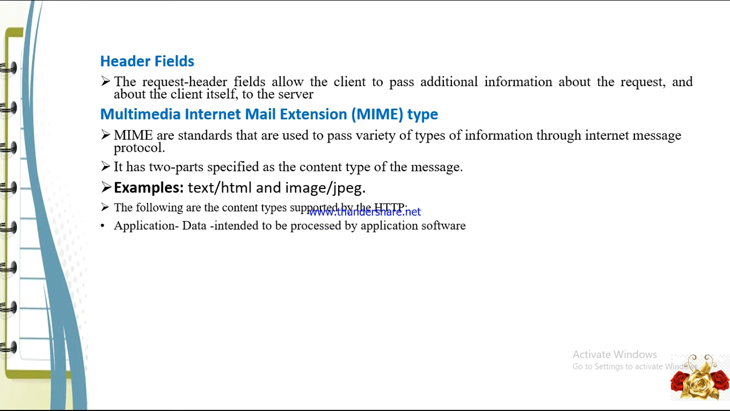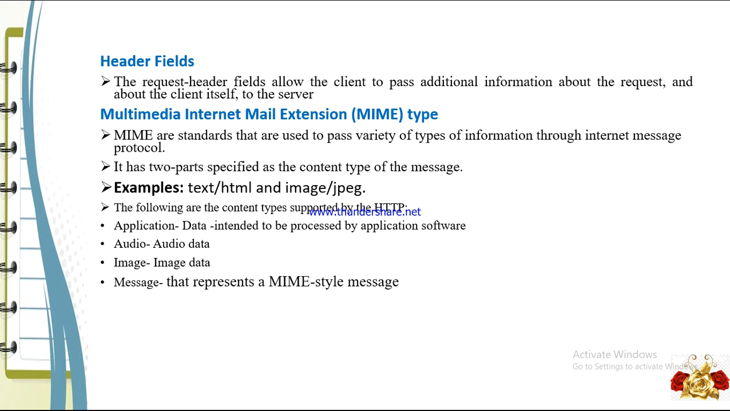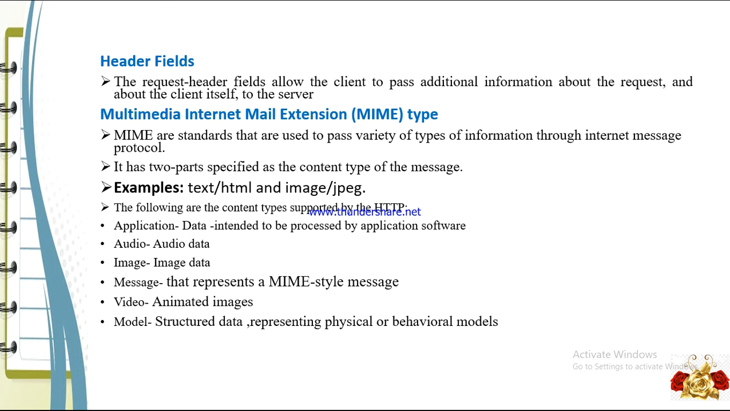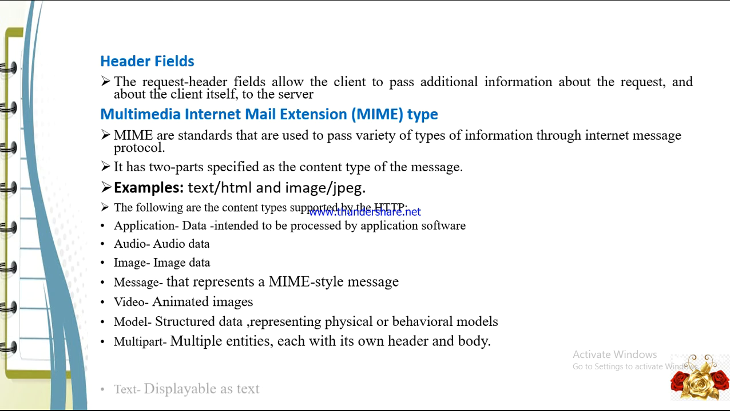There is application, that is data interpreted and processed by the application software. Next, audio, that is audio data. Next, image data. Message, a text message that represents a MIME style message. Video, that is animated image videos. Model, any structured data models, representing a physical or behavioral model. Multipart, so multiple entries, each with its own header and body. So these are some of the Multimedia Internet Mail Extension, MIME, types.